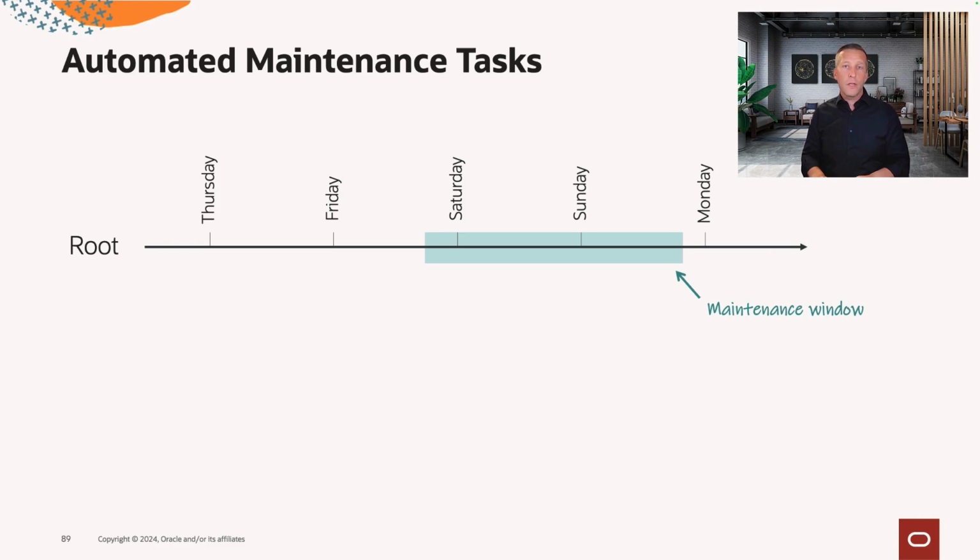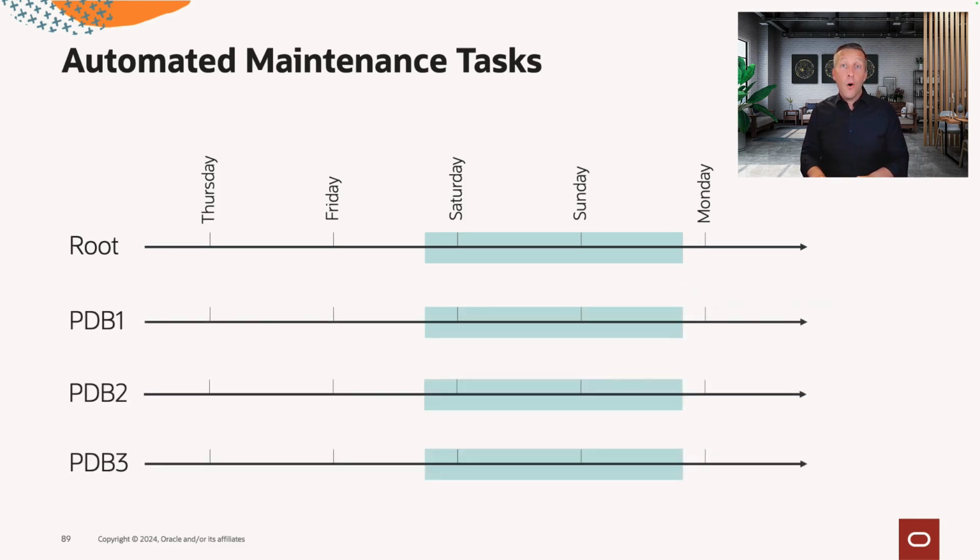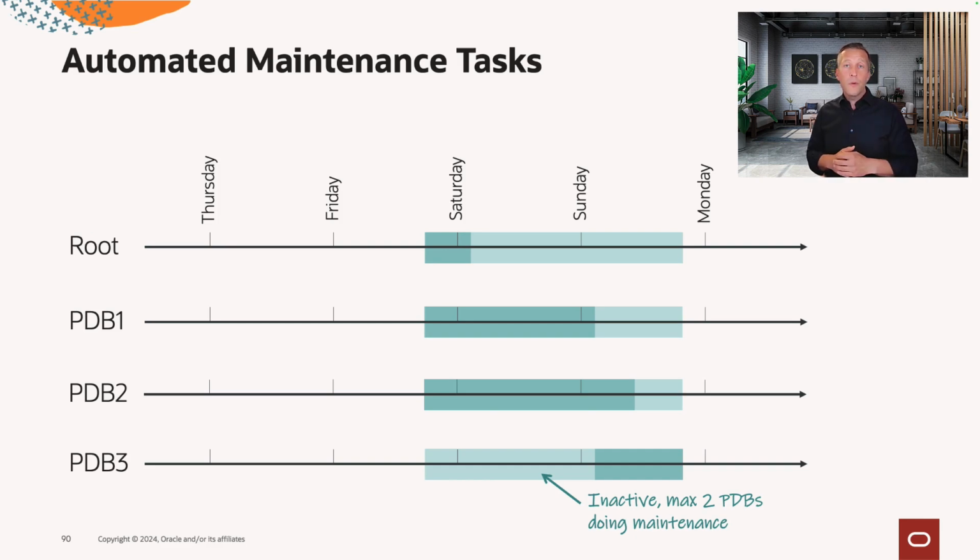weekend maintenance window. In all the PDBs in your container database, we have a similar maintenance window, and by default, they start at the same time in the weekend, and they run until the same time at the end of the weekend. When the automated maintenance task starts, when the maintenance window opens, you will see that only two PDBs will run maintenance at the same time.